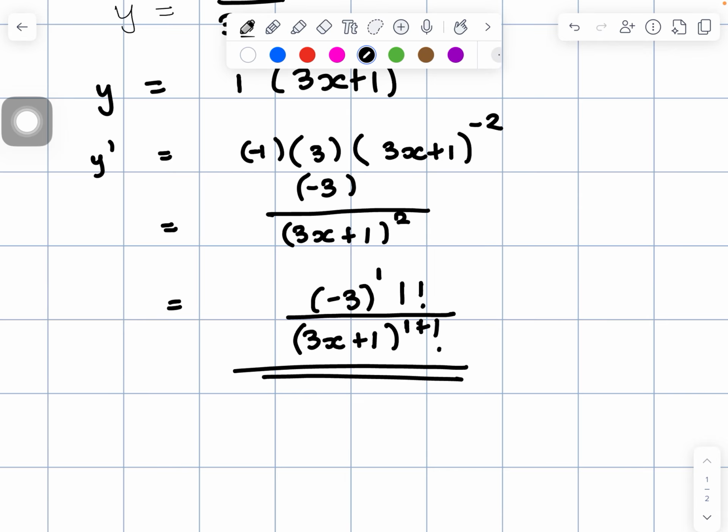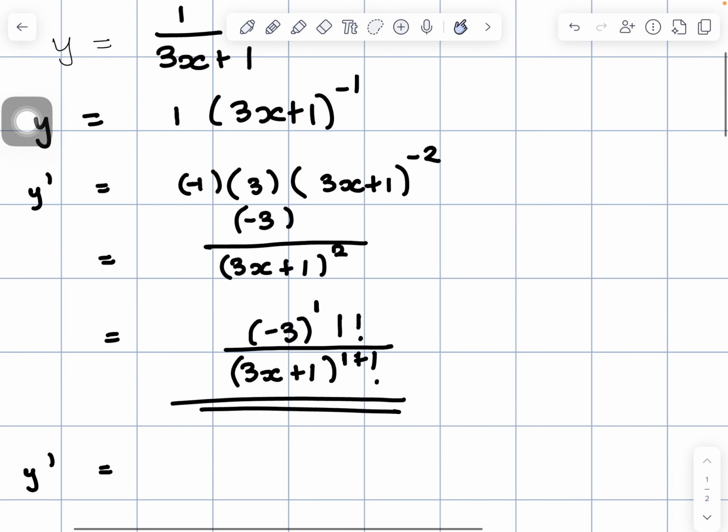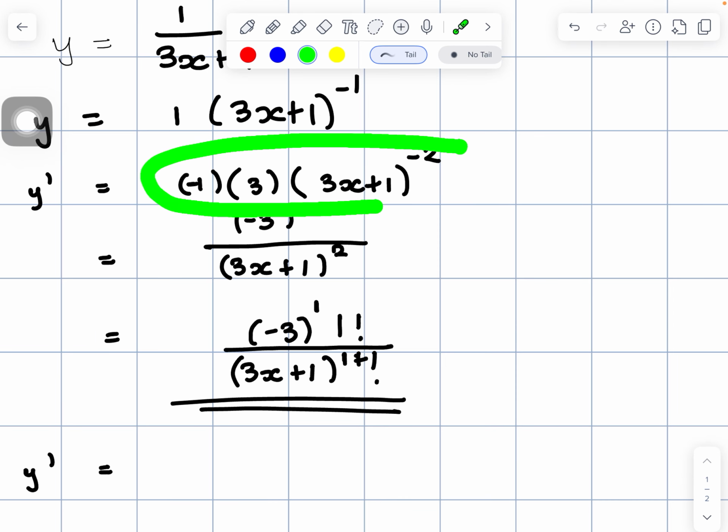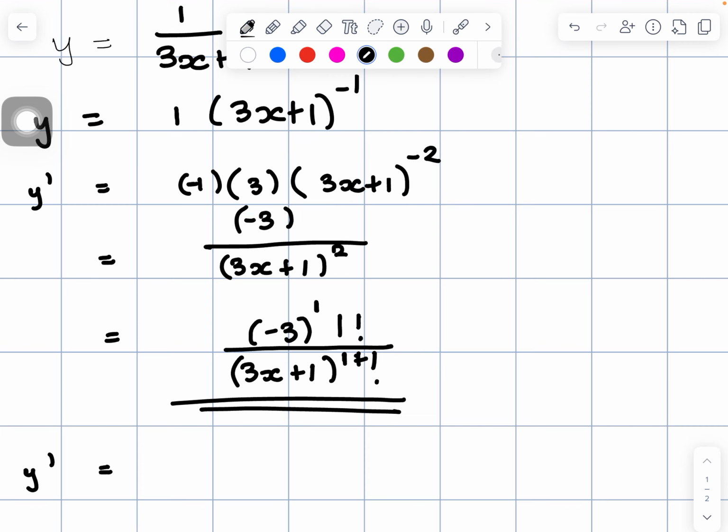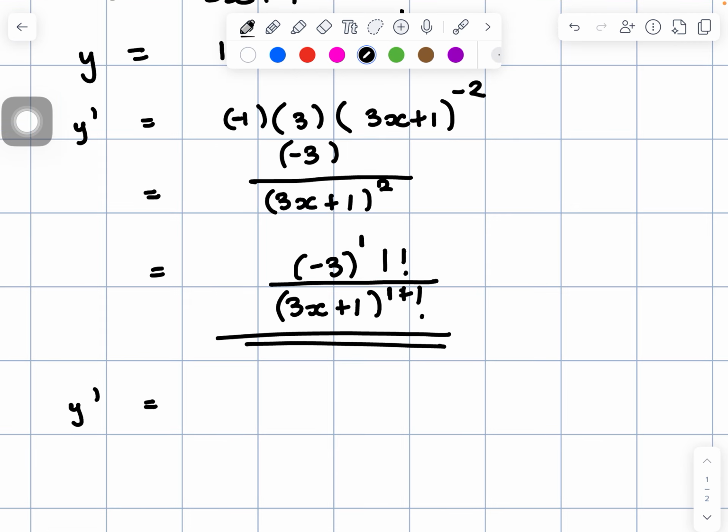To get y prime prime, we're first going to consider y prime. We're going to use this form. So we have minus 3 open bracket 3x plus 1 to the power minus 2.